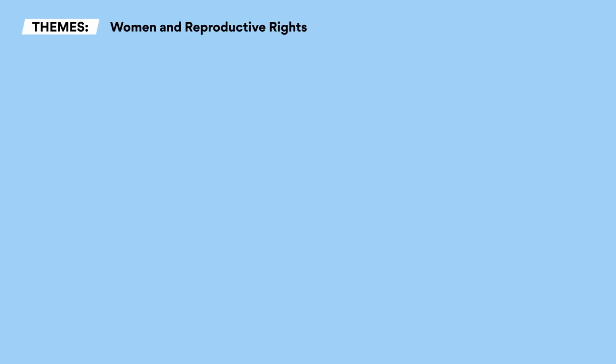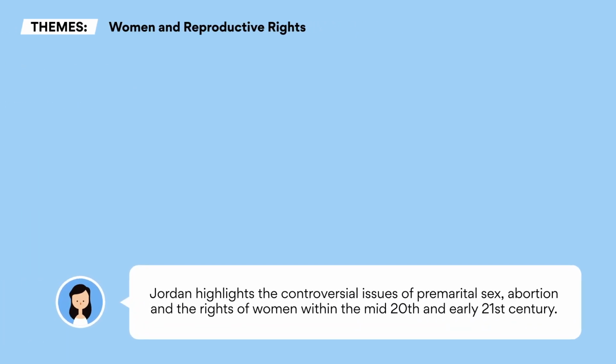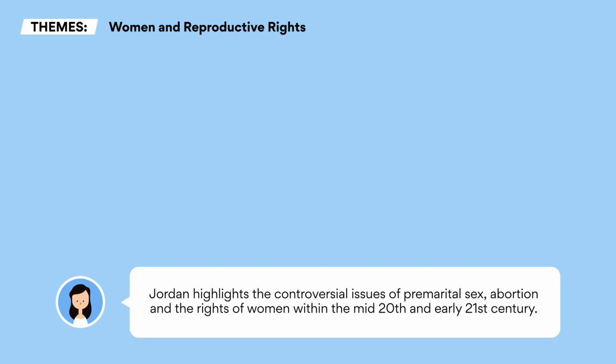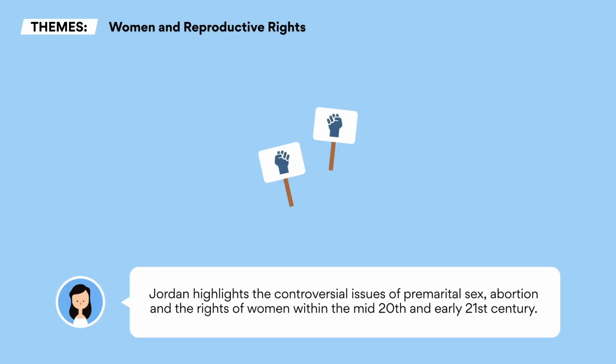Women and reproductive rights. Jordan highlights the controversial issue of premarital sex, abortion, and the rights of women within the mid-20th and early 21st century. Indeed, it is this theme of women that becomes inextricably linked with the effect of a damaged reputation.